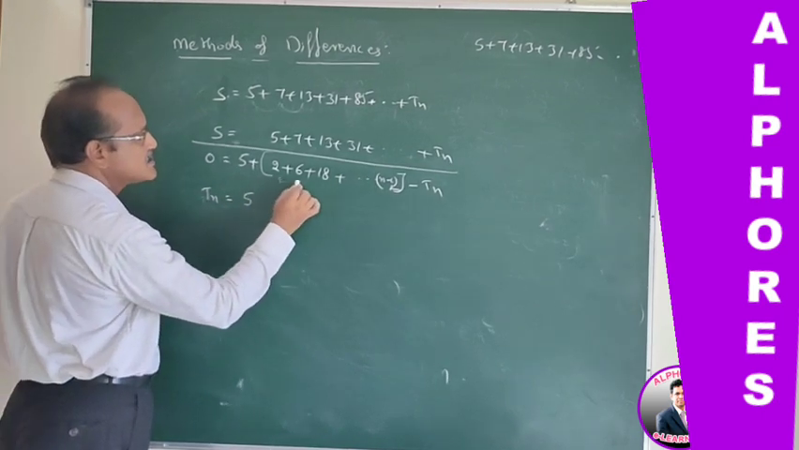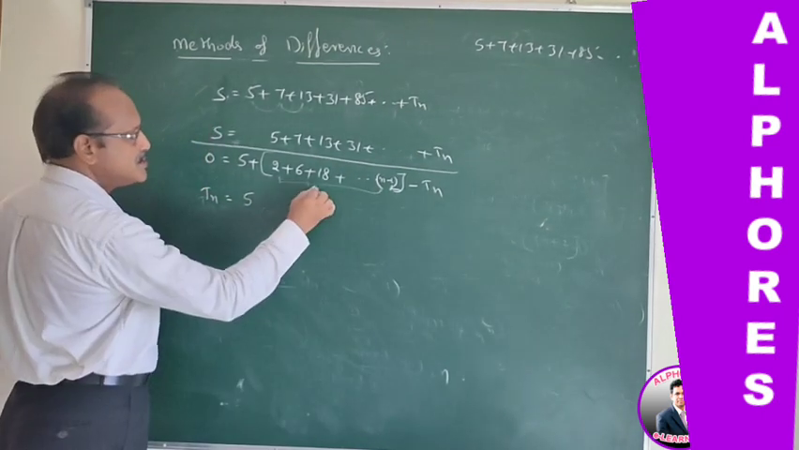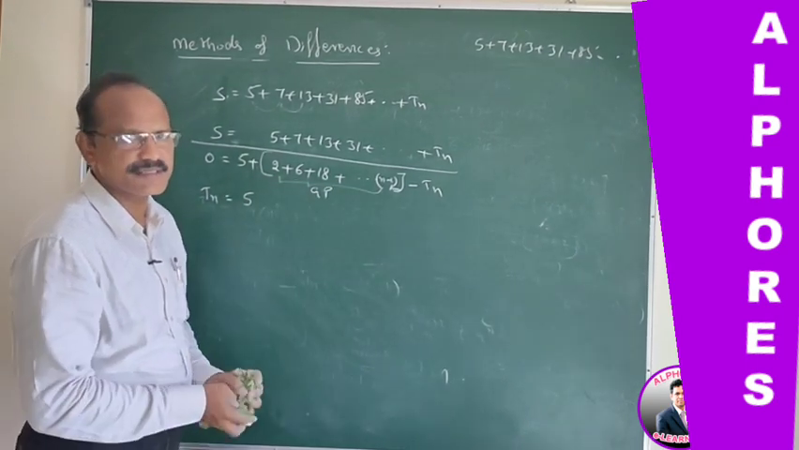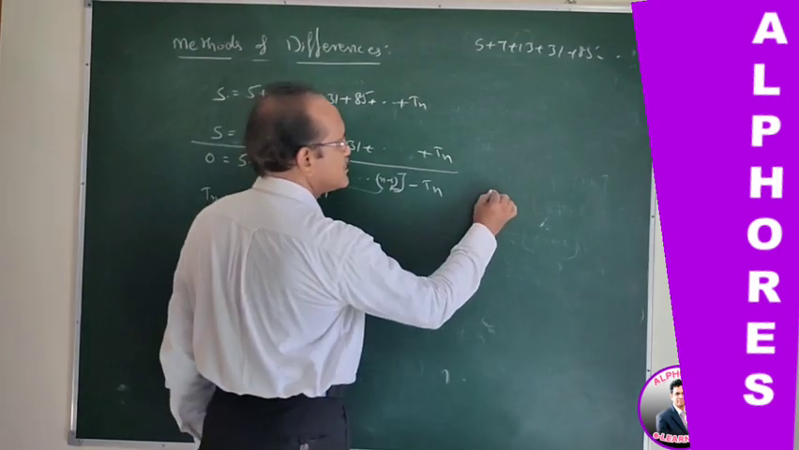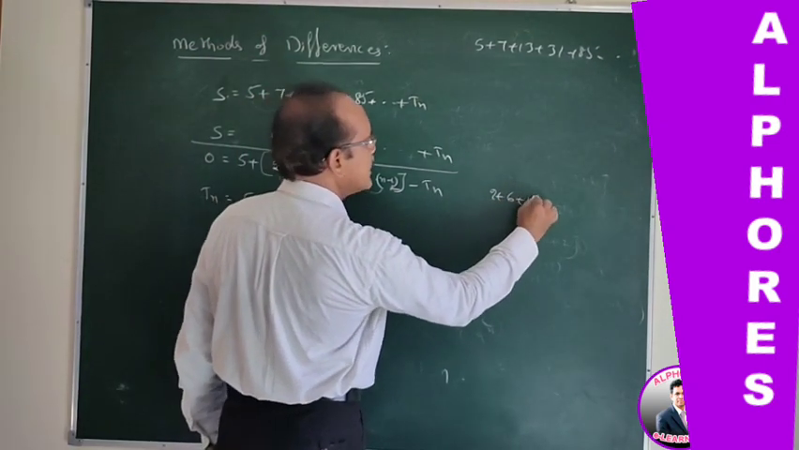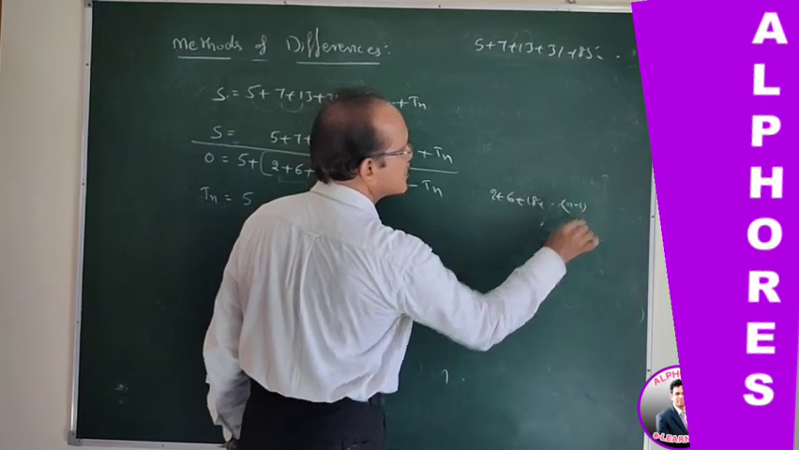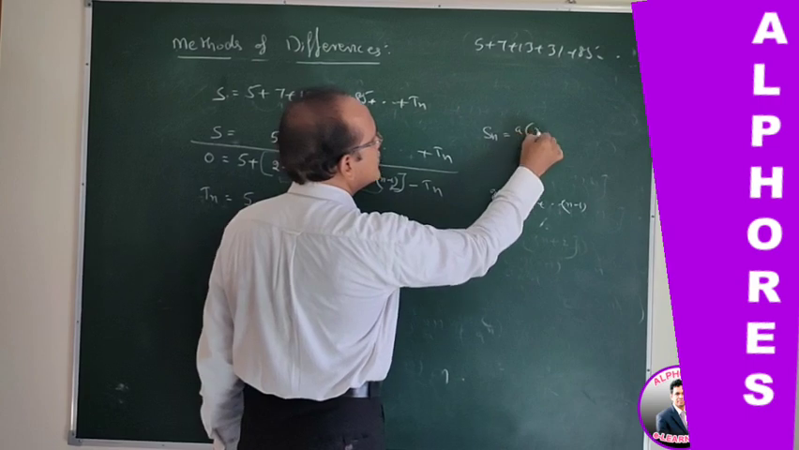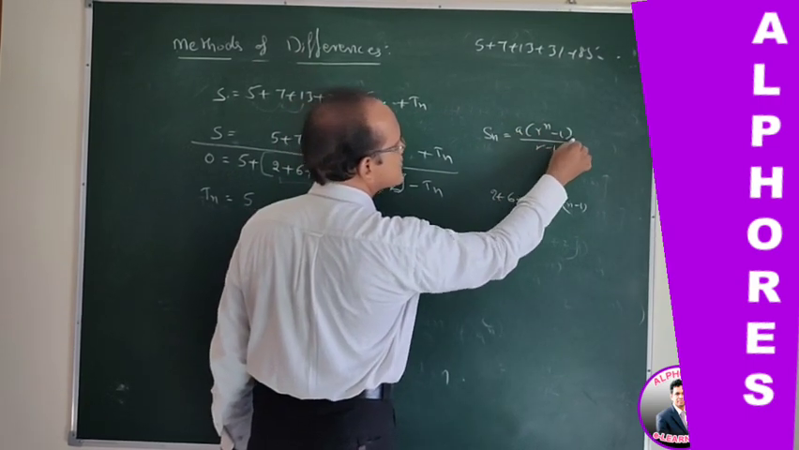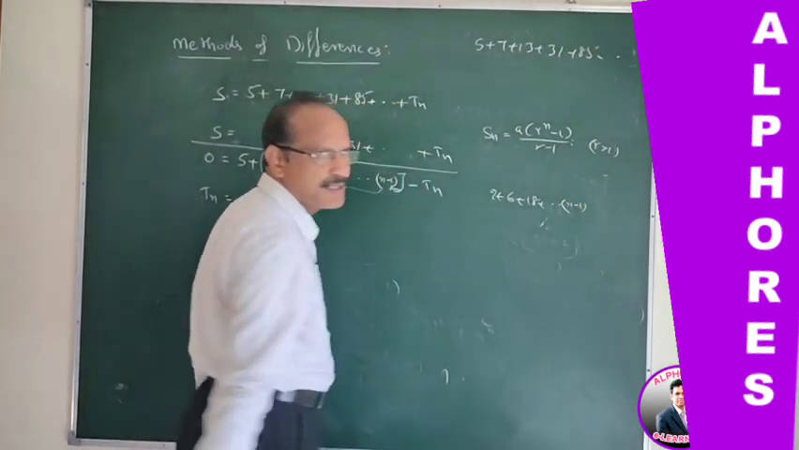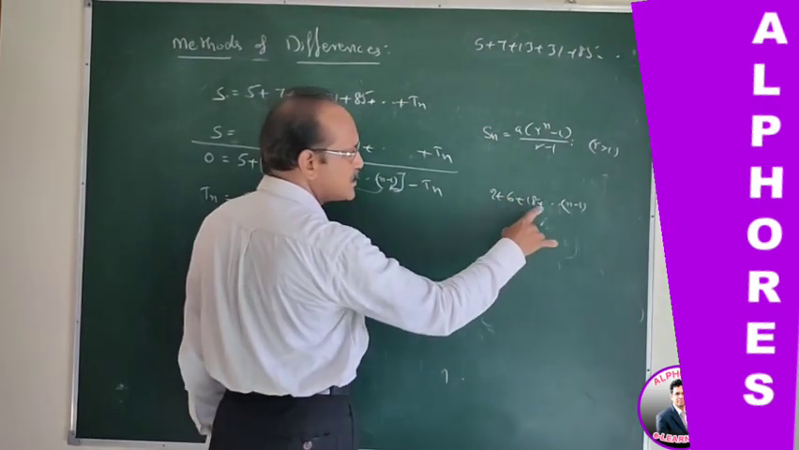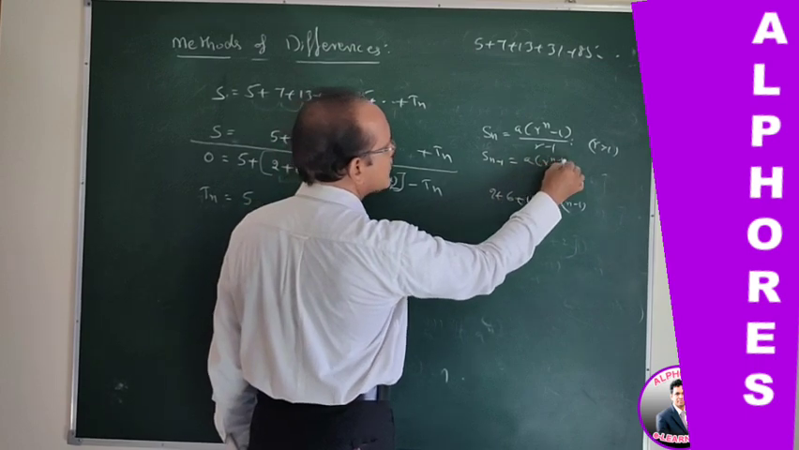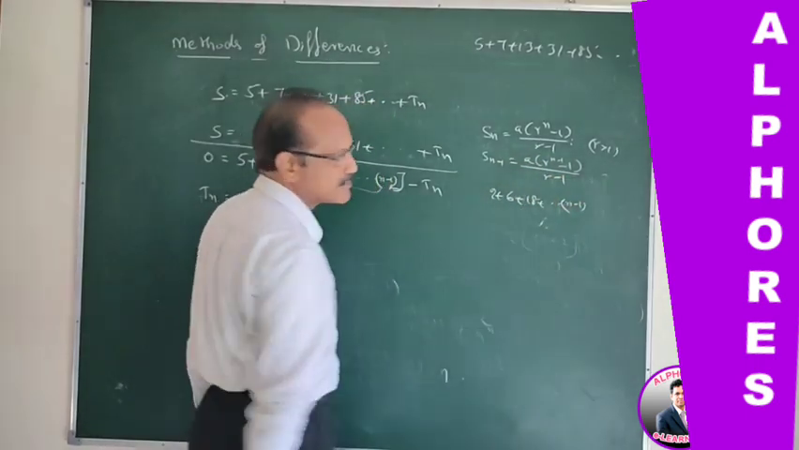Tn equals 5 plus, it is a GP series. Now we are going to calculate the sum of this GP: 2 plus 6 plus 18 plus so on up to n minus 1 terms. Actually, the formula for sum to n terms is given by a into r power n minus 1 by r minus 1 when r is greater than 1. But we are going to calculate n minus 1 terms. That is, S(n minus 1) is given by a into r power n minus 1 by r minus 1.